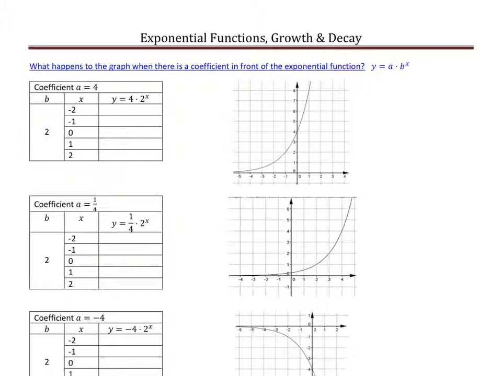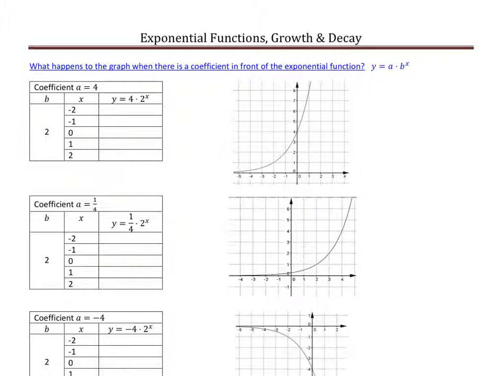Now, let's take a look at other examples where our function actually has some kind of coefficient in front of it. So in this case, we have the same base and exponential function, but now we have some kind of coefficient in front of it. Let's take a look at what that does to the curves. So here I've kept with the same base 2. And I just want to compare what happens if we have a coefficient of 4 or a coefficient of 1/4. How do these two compare? They're both positive, but one is the reciprocal of the other.